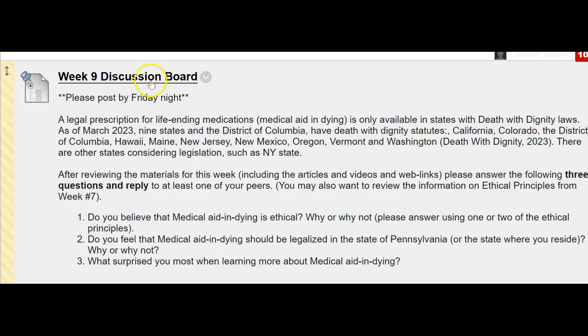And our discussion board just starts with a synopsis of what states, and 9 states and the District of Columbia do have these death with dignity laws. So 9 states now allow for medical aid in dying. And that's where a patient is given a legal prescription for life-ending medications. In the U.S., no states allow for physicians to administer these medications. The patient has to be able to take them themselves. And in Canada, you're going to listen to the podcast and hear how it's different.